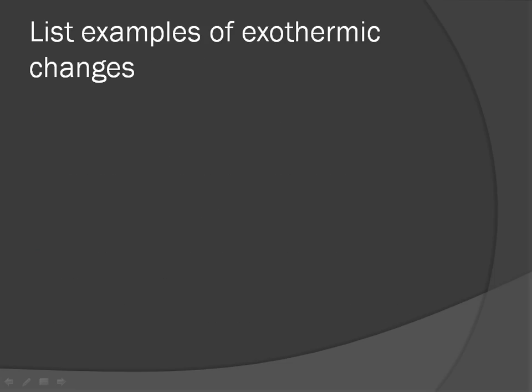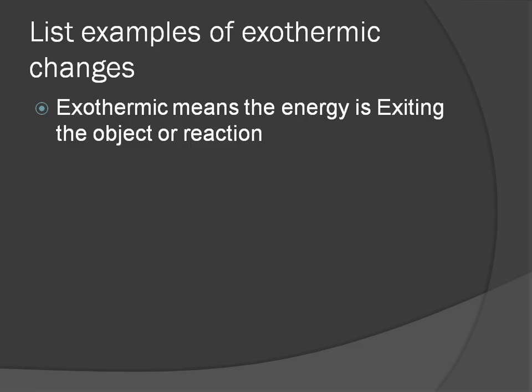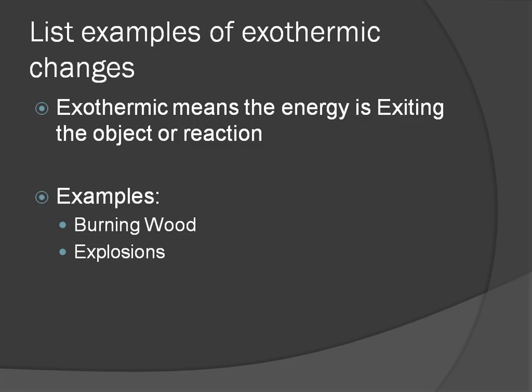The next topic asks you to list examples of exothermic changes. Remember, exothermic means that the energy is exiting the object or the reaction. So the energy is leaving or exiting. That's why it's exo. Some examples of this would include burning wood. As you burn a log in the fireplace, for example, it generates a lot of heat. So that's one great example to think of, as well as explosions, car engines running, and the light bulb is actually a nice example of an exothermic process because it gets warm.